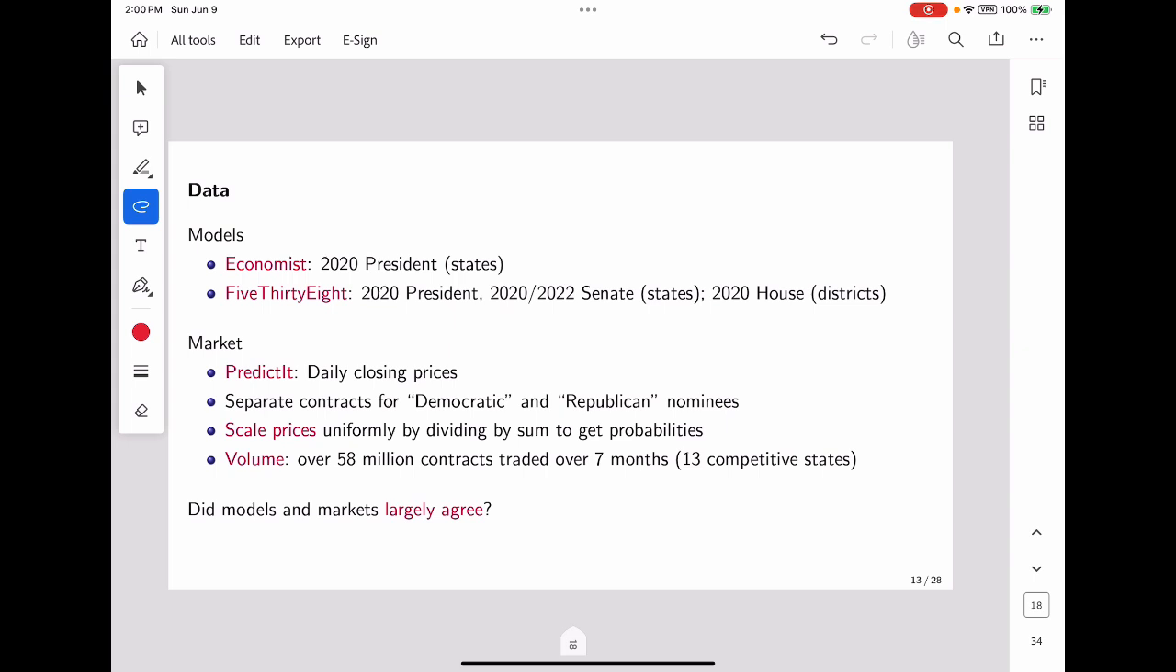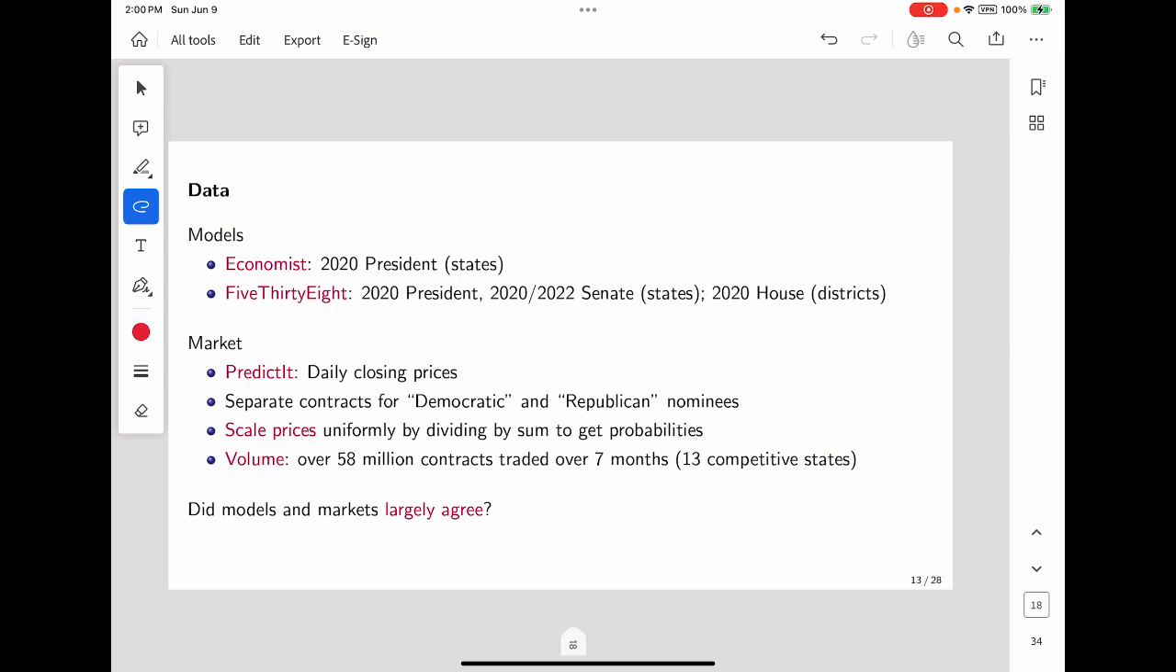Now, we've been talking about dollars and cents, right? 78 cents to buy a contract that'll pay off $1. But the amount of trading in these markets is very substantial. So over 58 million contracts were traded over 7 months for the 2020 election in just 13 competitive states. So the amount of trading and the amount of money that changes hands in these markets is not trivial, even though each individual contract references a very trivial amount.